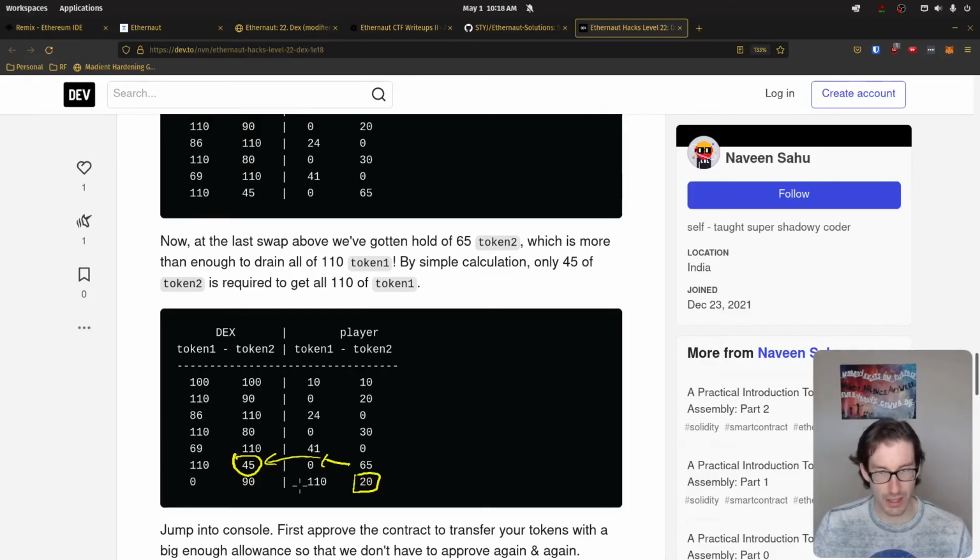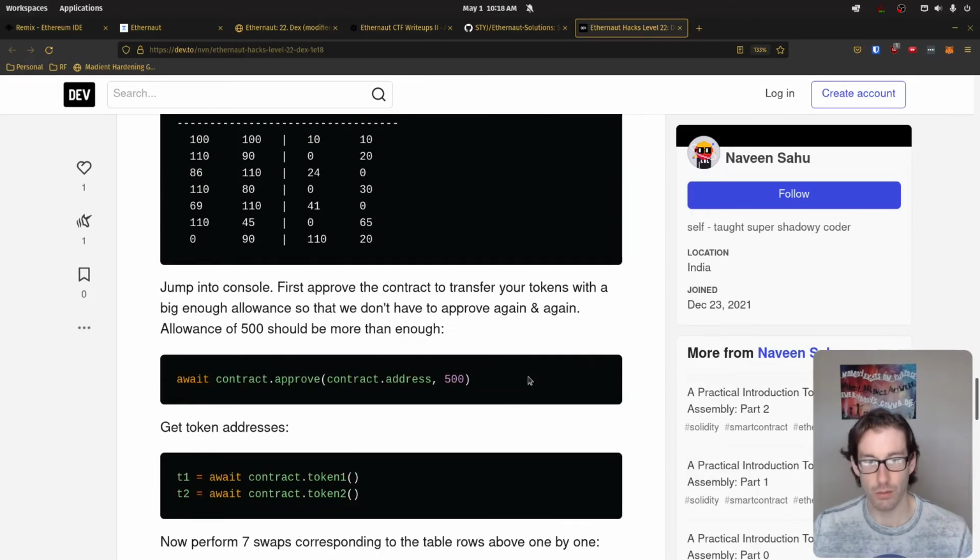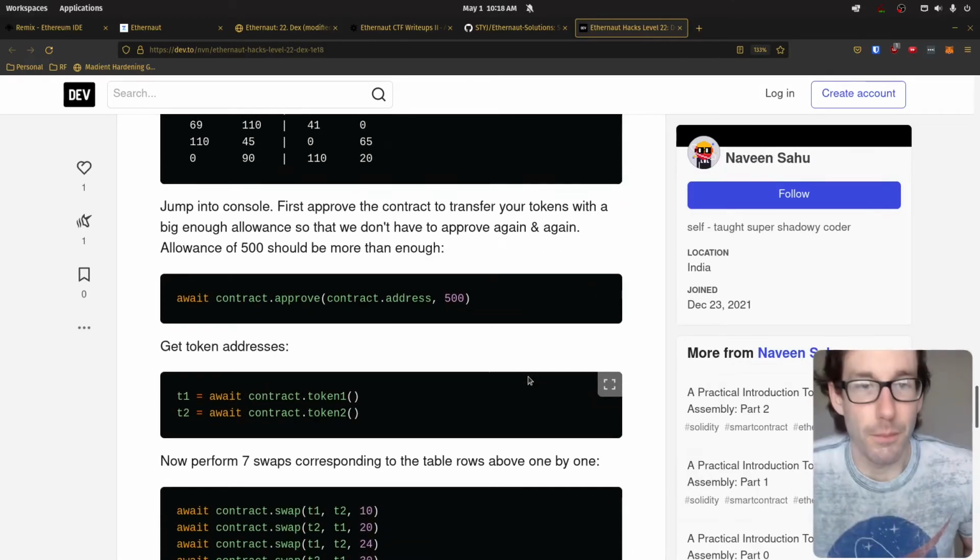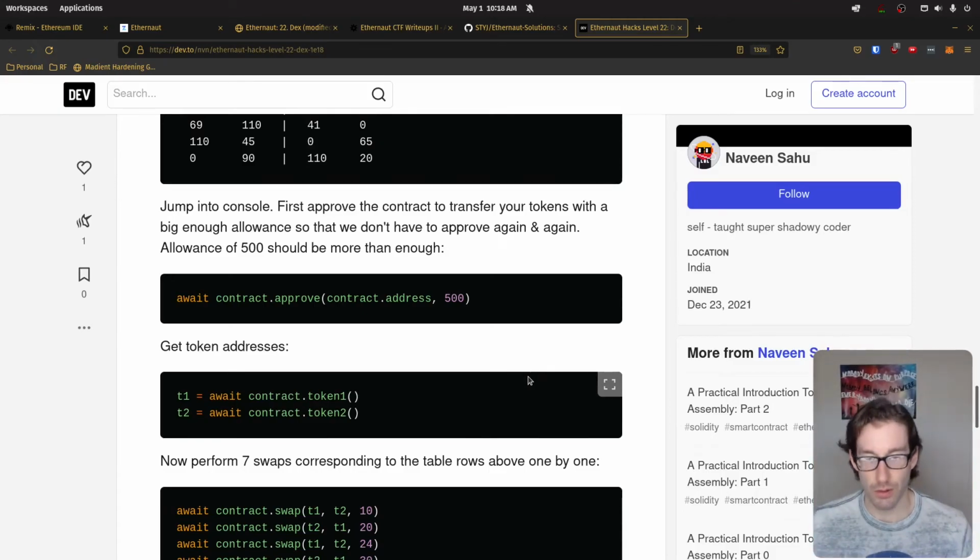And then when I do that, it's going to drain their 110 all the way down, and I'm going to have all of token 1, and they're going to have 0 of token 1. So that would solve the challenge, because we've drained one of the options. And that's kind of the logic of how we're swapping back and forth. And this is, I think, called a flash loan, or something along those lines, where this commonly happens in more complex ways with actual dexes.